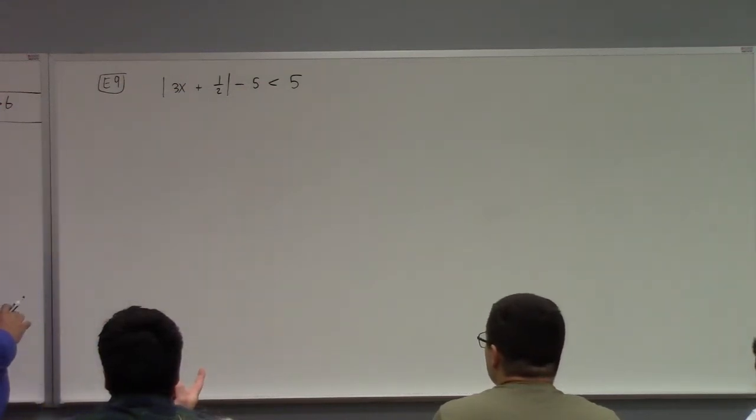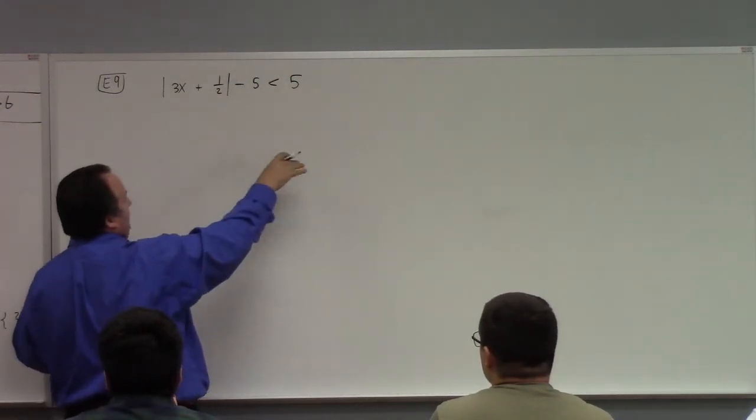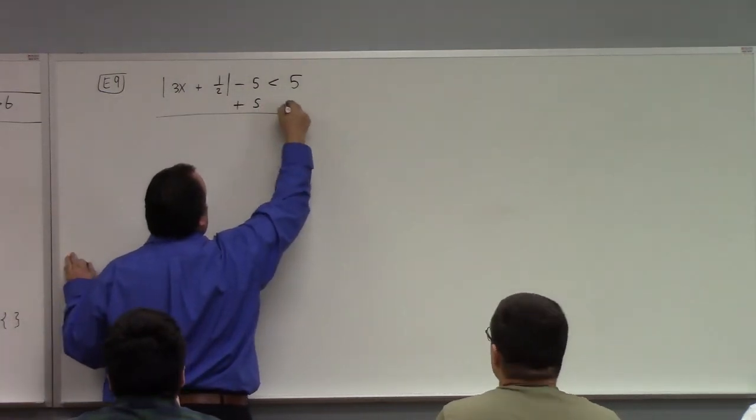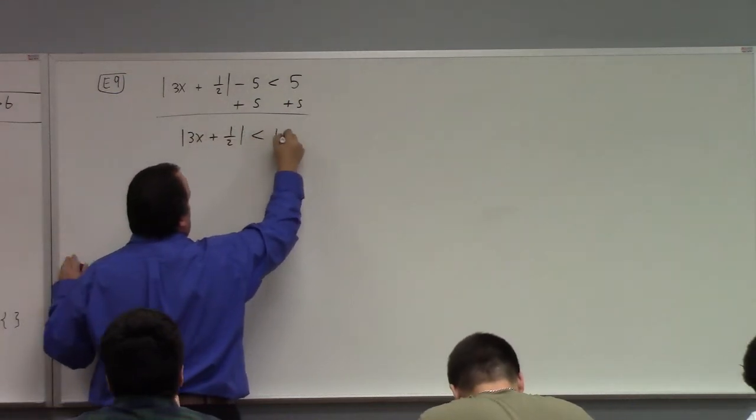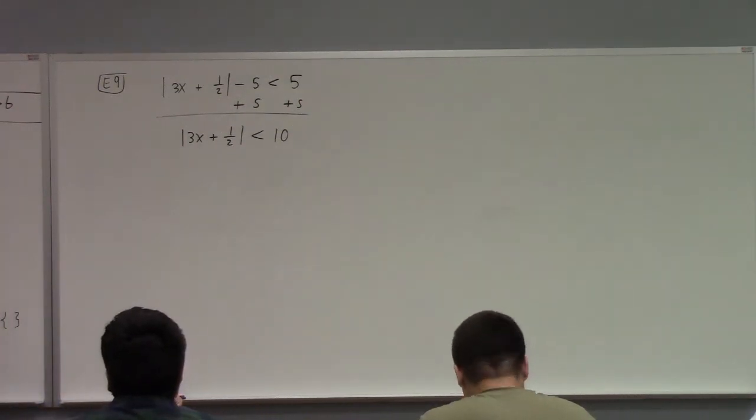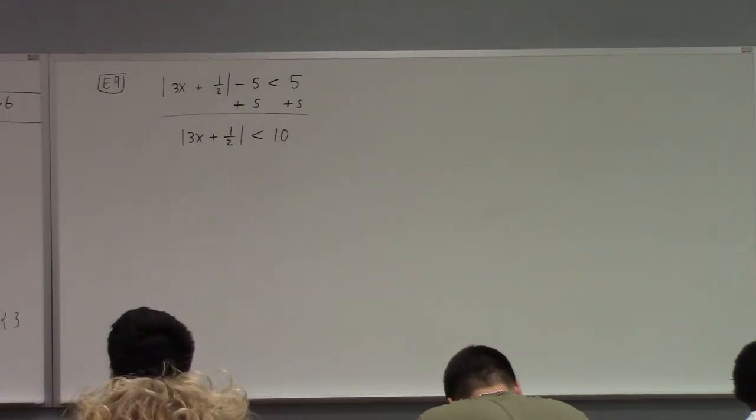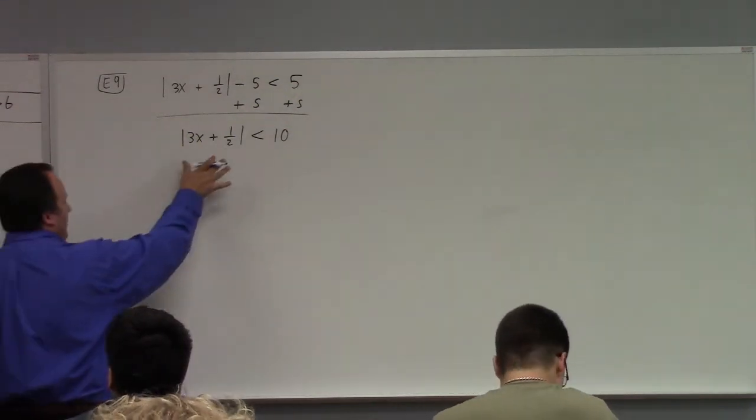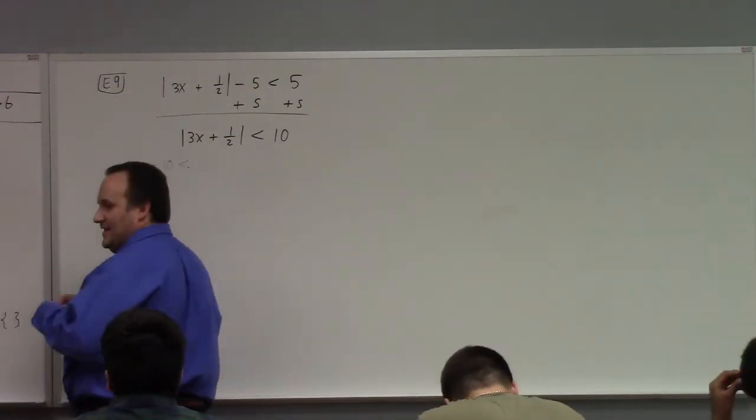Subtract 5. Right idea, but instead of subtract, we want to add 5. So add 5 to both sides. That gives us absolute value of 3x plus a half less than 10. At this point, we are in the right pattern to use our theorem about absolute value. What I'm going to do is I call this unwrapping the inequality. So instead of having absolute value, we can unwrap it as minus 10 less than 3x plus 1/2 less than 10.